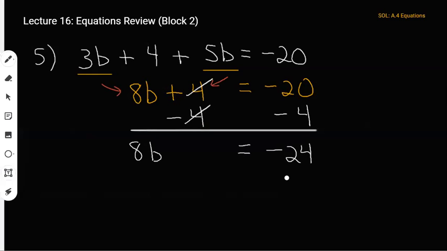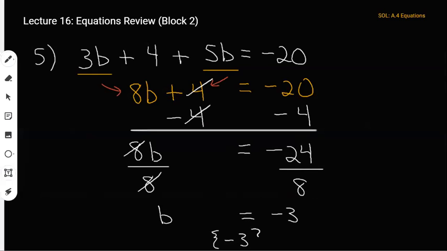Okay, so the last thing I need to do is get rid of that 8. And I can do that by dividing both sides by 8. When I do that, the 8's are going to cancel out. And I'm left with b is equal to negative 3. So negative 3 is going to be inside my solution set. So let's go ahead and check our answer on the next slide.